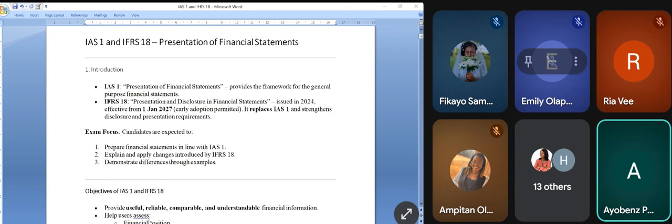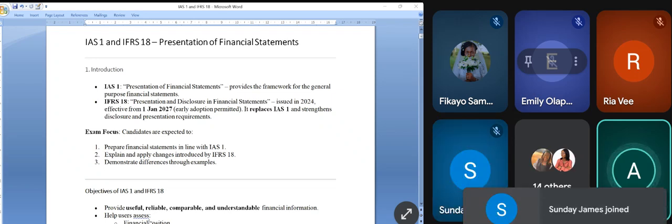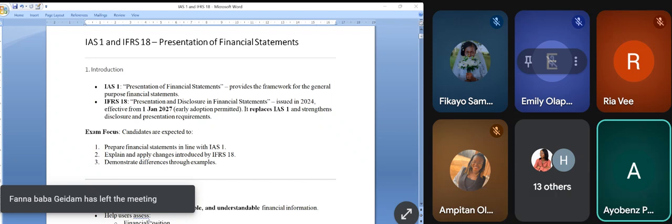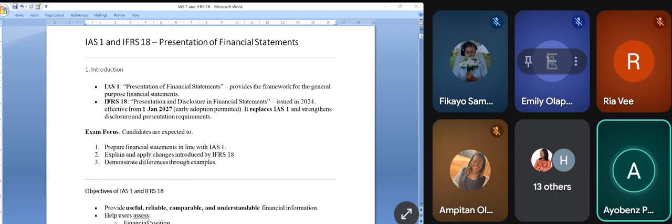As candidates preparing for exams this November diet, you should understand that IFRS 18 was introduced into the syllabus, and it is expedient that students should learn how to go about IFRS 18, as well as stay in line with IAS 1, and then draw strength from how to prepare and present a financial statement in line with IFRS 18. So we move quickly.